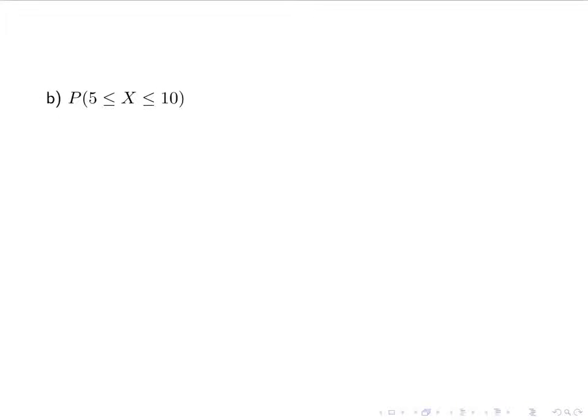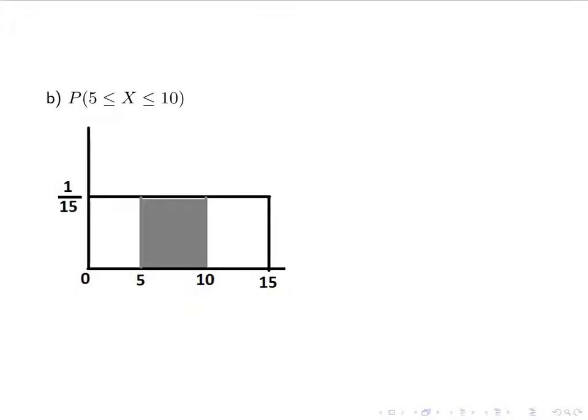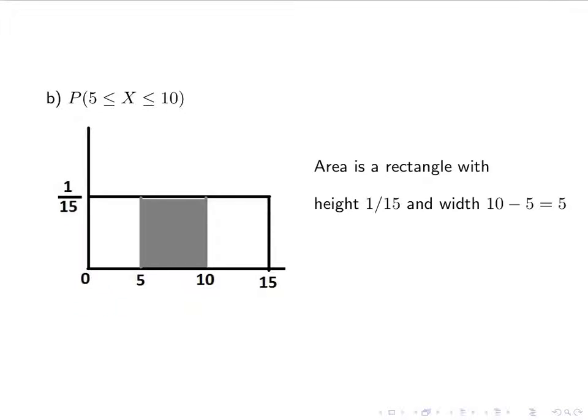If I wanted the probability that x is between 5 and 10, graphically it would look like this. Again, the area is a rectangle. Again, the height is 1 over 15. That doesn't change. The only thing that changes in these problems is the width. And the width, in this case, is 10 minus 5, which is 5. So I'm just taking the difference between my 2 points here. So the width is 5. So the area is 1 over 15 times 5, which is 1 over 3.